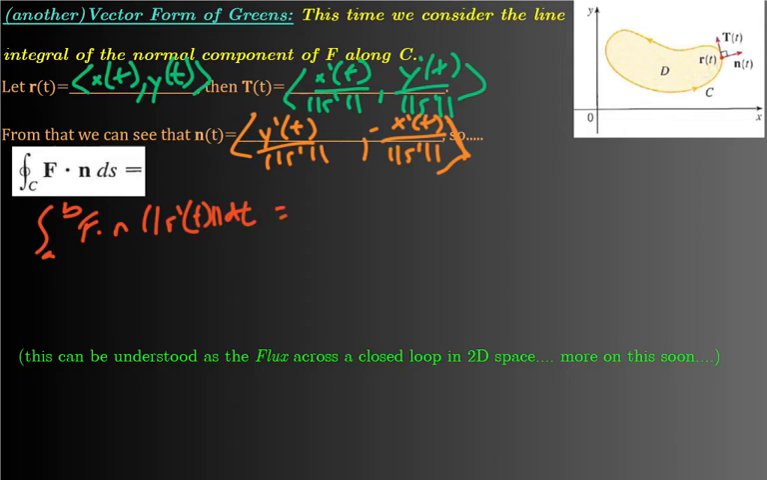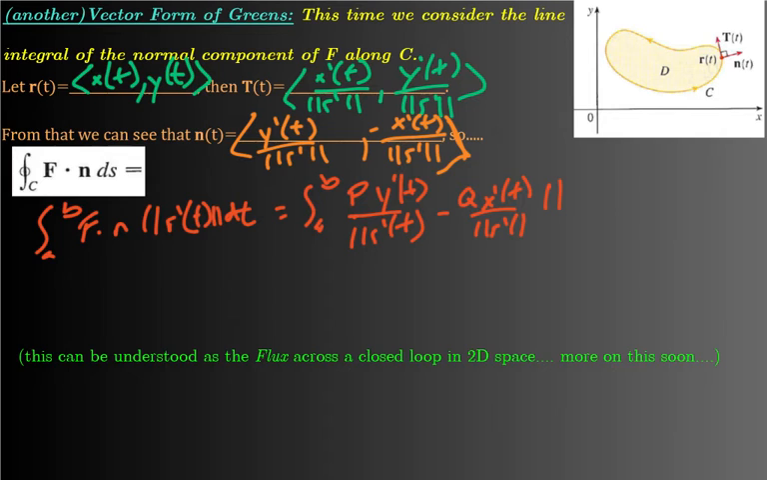So if we go and pop in that dot product now, we're still thinking of f as just p, q, it's just planar. So we're going to have a to b, and then we're going to have p times y prime of t over the magnitude of r prime. So that's just this times p, that's in here. And then we're going to have minus q times x prime of t over the magnitude of r prime.